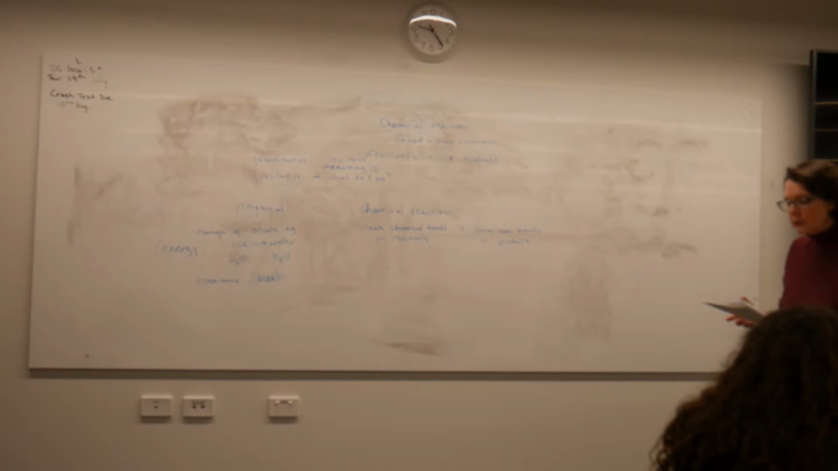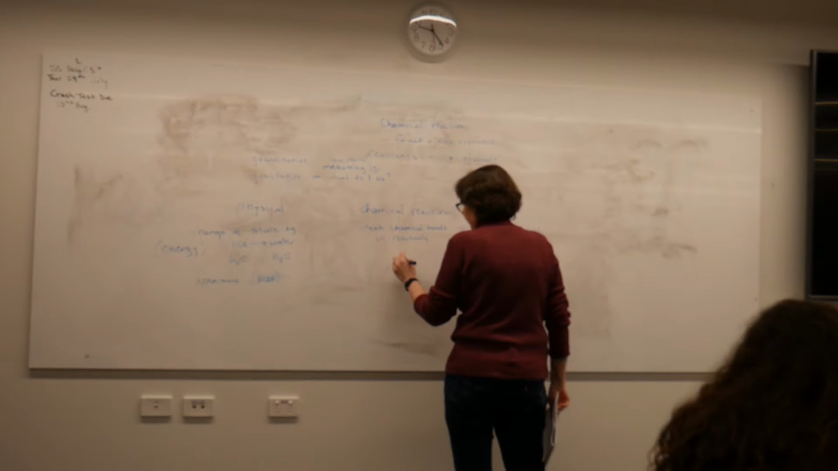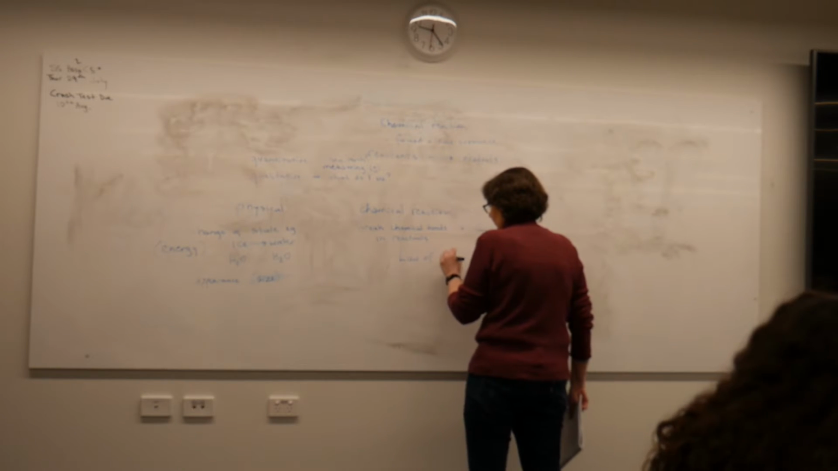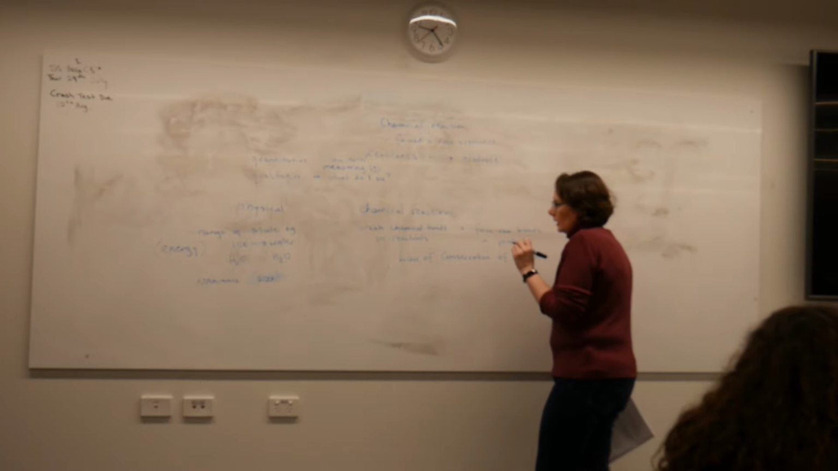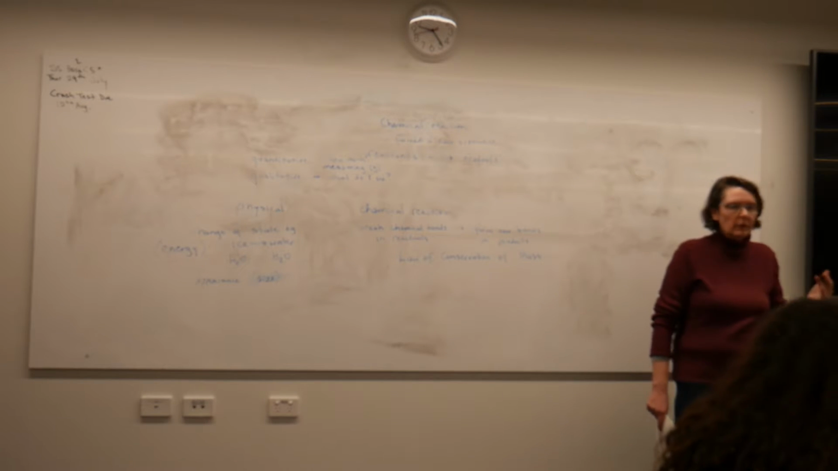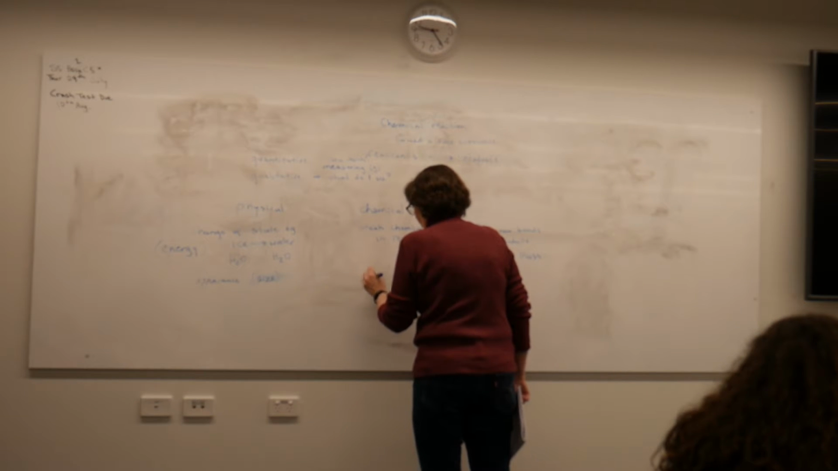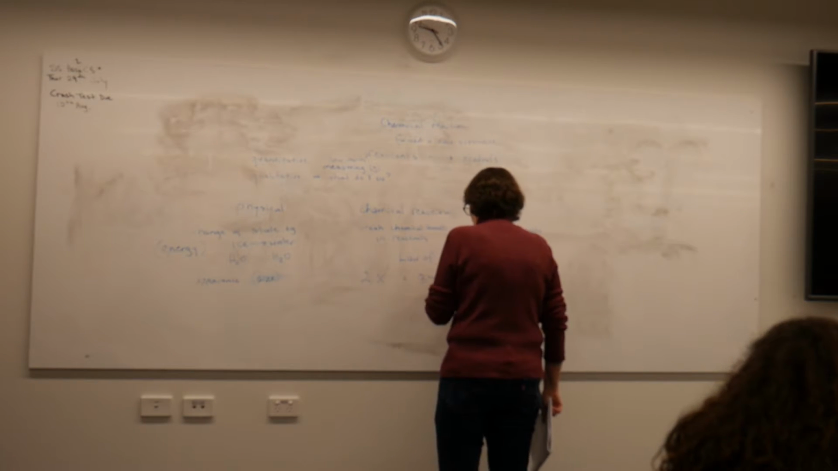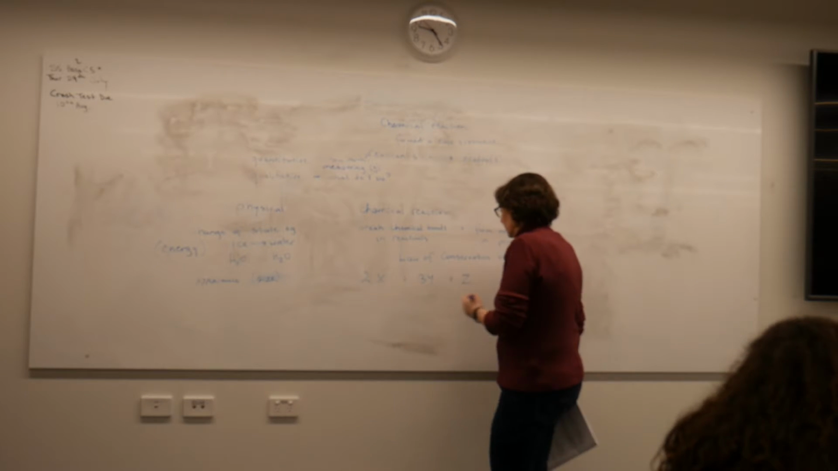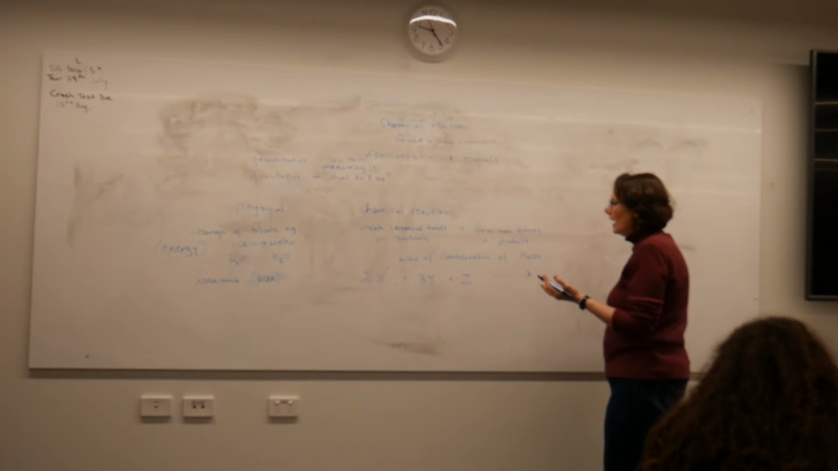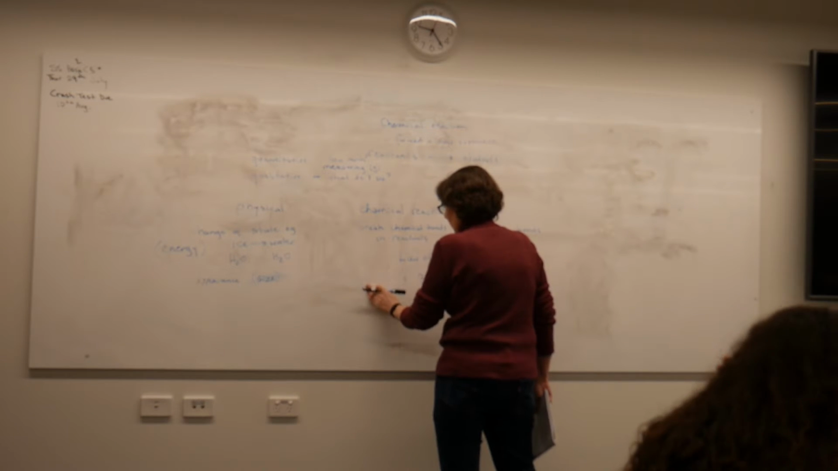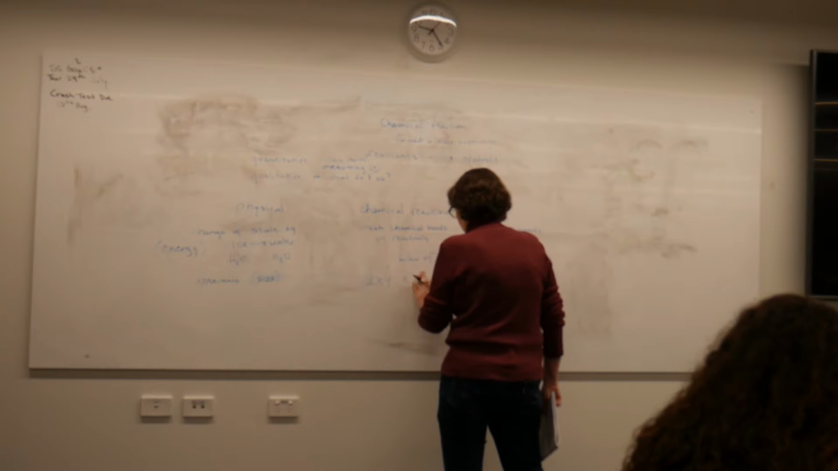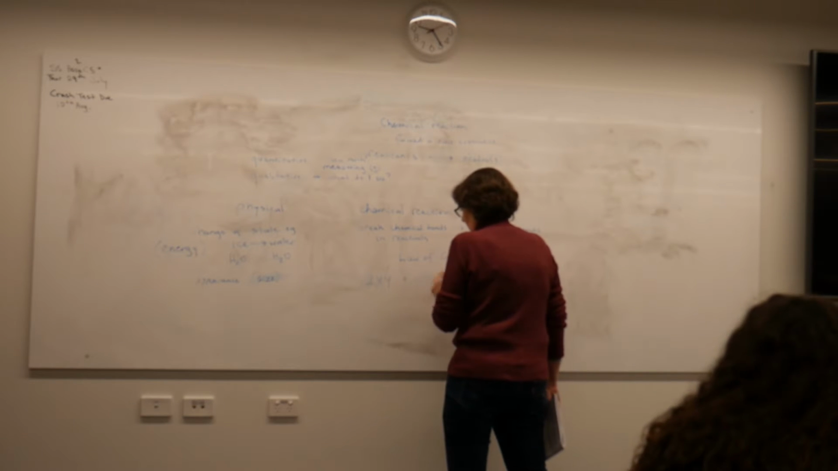Now we have the law of conservation of mass for chemistry. What that tells me is that if I have 2x plus 3y plus z on my reactant side, then I must end up with the same. How about, I'll do it differently. I'll say 2xy plus z.